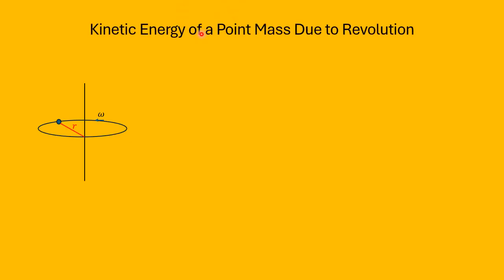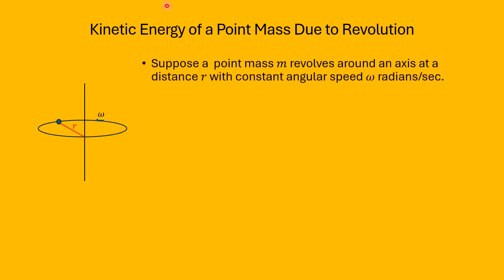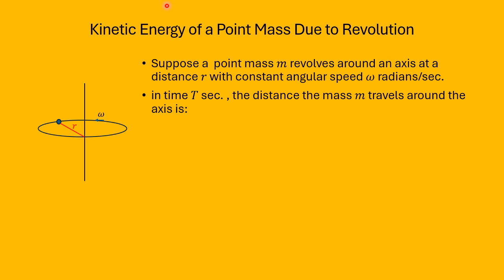Let's talk about the kinetic energy of a point mass due to its revolution around an axis, the kinetic energy of rotation. So we have a mass here, revolving around this axis in a circular orbit, and the angular speed is omega. Let's say that this mass is m, and the circle has radius r. As I just said, we have a point mass m revolving around an axis at a distance r, with constant angular speed omega, measured perhaps in radians per second. In that case, in t seconds, the distance that the mass m travels going around the circle, maybe a fraction of one time or many times, is the distance equals omega times r times t.